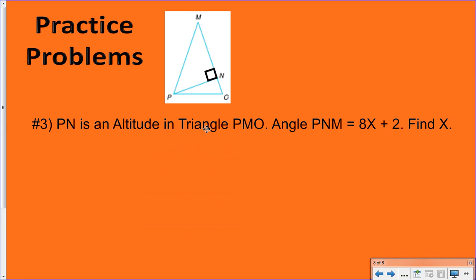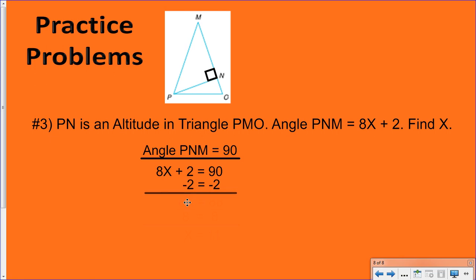That makes our problem really easy because they give us PNM, and we know PNM is 90 degrees because it's an altitude. So if PNM is 8x plus 2, I can say 8x plus 2 equals 90 degrees. Now we're just going to subtract 2 from both sides, which simplifies to 8x equals 88. We've got to get rid of this 8, so we're going to divide both sides by 8. And that leaves me with x equals 11.